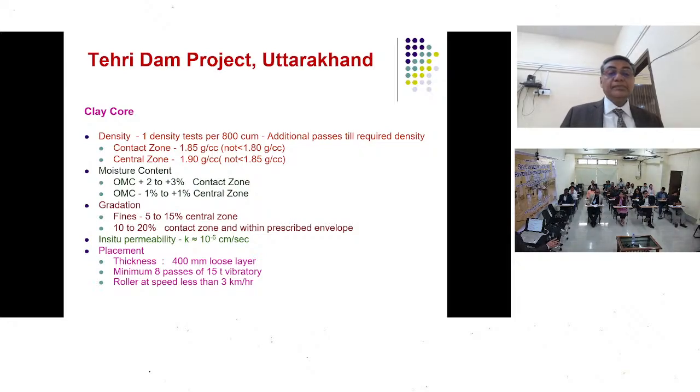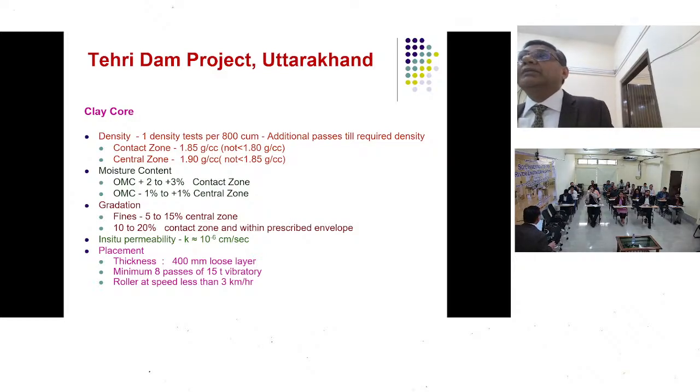Gradations, fines 5 to 15%, and 10 to 20% in the contact zone. In situ permeability of the order of 10 to minus 6 centimeter per second. Placement thickness 400 mm loose. Minimum 8 passes of a 15-ton vibratory roller, roller speed less than 3 km per hour.